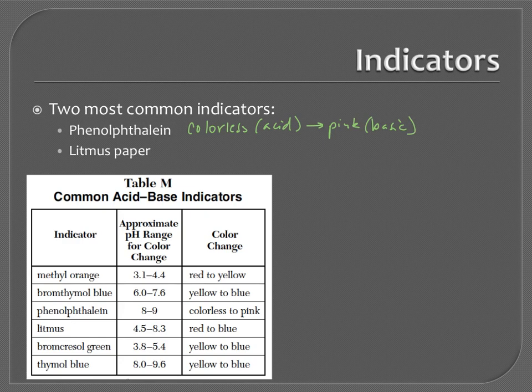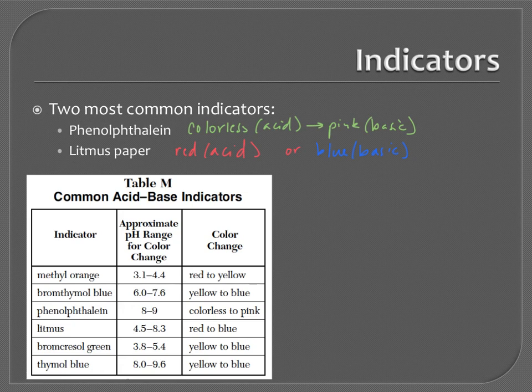And then litmus paper can be red for acid or blue for basic. But looking at our table M, we need to know how to use this table. We have different indicators, and they give us the approximate range for color change. That means at any point within this range, it could change color. So a pH in between here could mean it could either be red or yellow. It doesn't necessarily have to be strictly outside the range to be red or yellow. So anywhere within this range could also fall under the color changes as well.